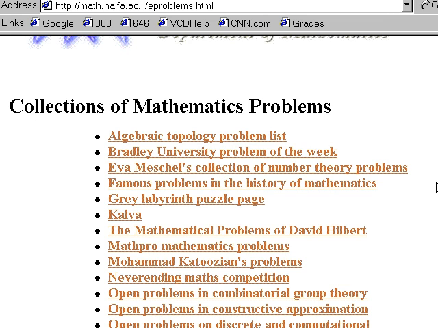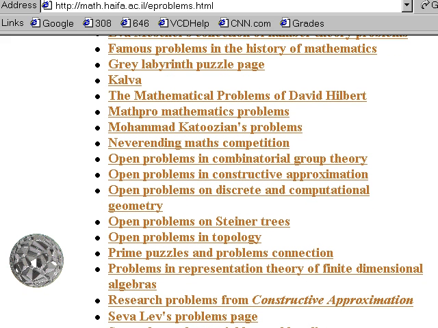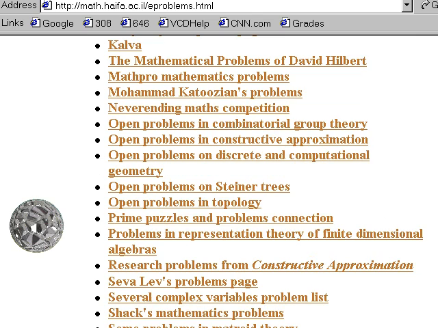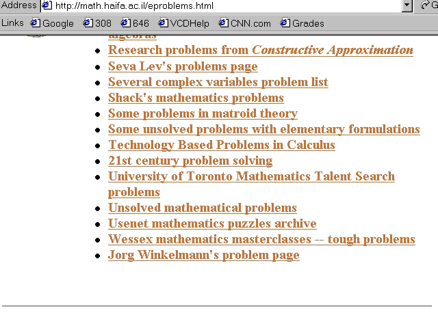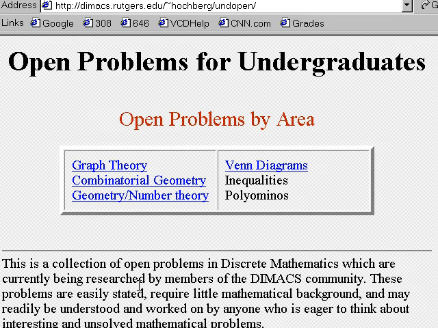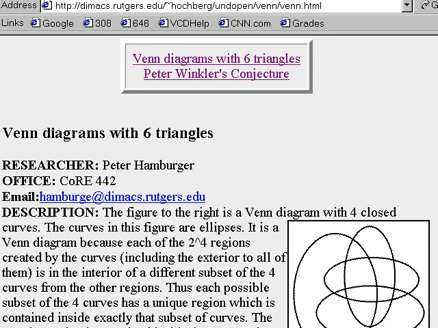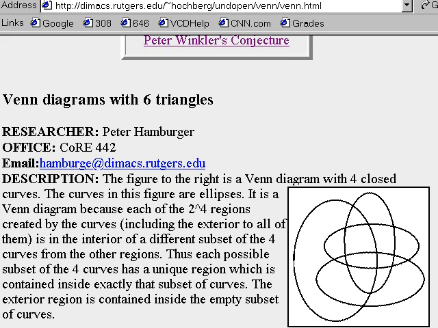So if you want problems in algebraic topology or various individual problems, open problems on discrete and computational geometry, open problems in topology, etc. So you can generally look through those for problems that are open. And this I found is a site of open problems at the undergraduate level, including an interesting link to Venn diagrams. I didn't realize there were open problems in Venn diagrams. So you can go ahead and look here.